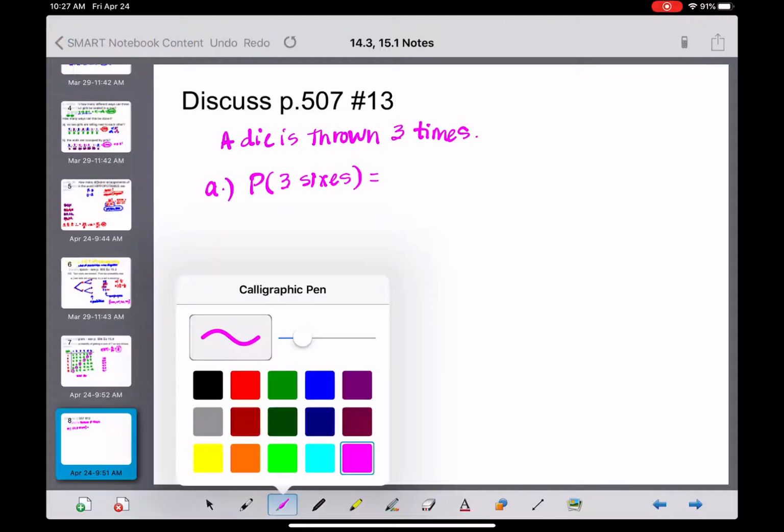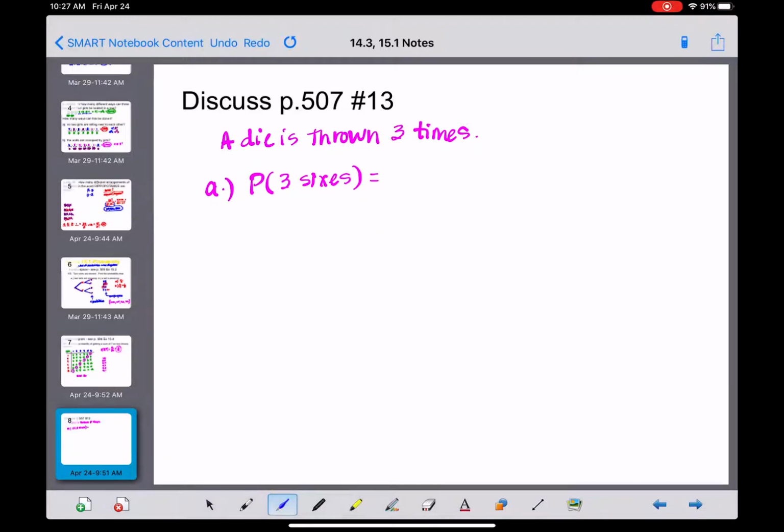So again, visualize what's going on. You throw a die 3 times. What's the probability of getting a 6 on the first throw? Well, you would have 1 6 out of 6 total. On the second throw, these are independent. So when I throw it again, I have a 1 out of 6 chance of getting a 6. And then on the third one, I have another 1 out of 6 chance of getting a 6. So if I multiply those out, we get 1 out of 216. On your homework, you are going to be using fractions.